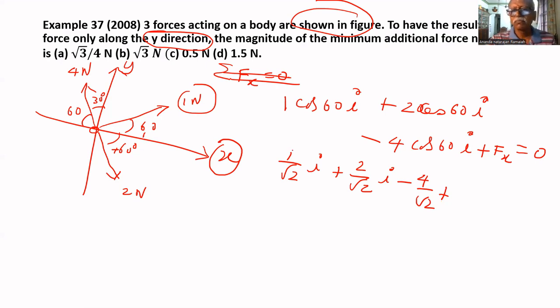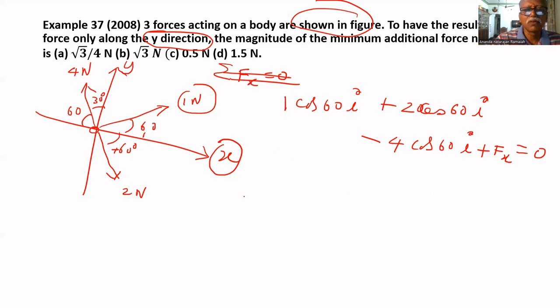1 by 2. Wait, I didn't remember this angle. You have to memorize. I'm an old man. Anyhow, cos 60 is 1 by 2. How to remember this? 0, 30, 45, 60, 90.